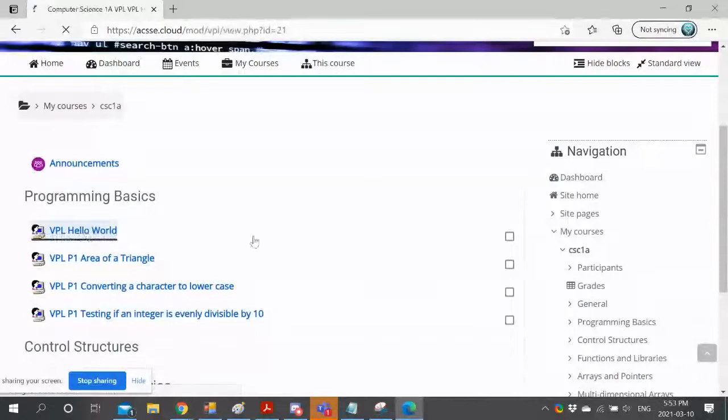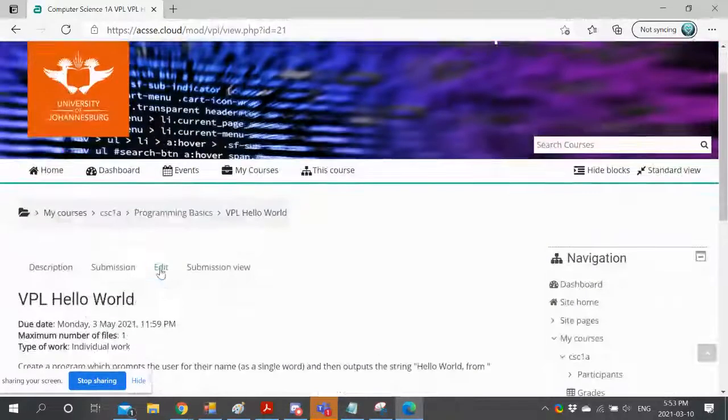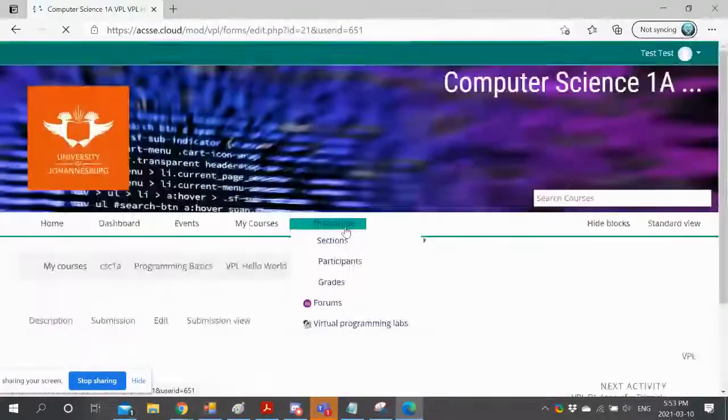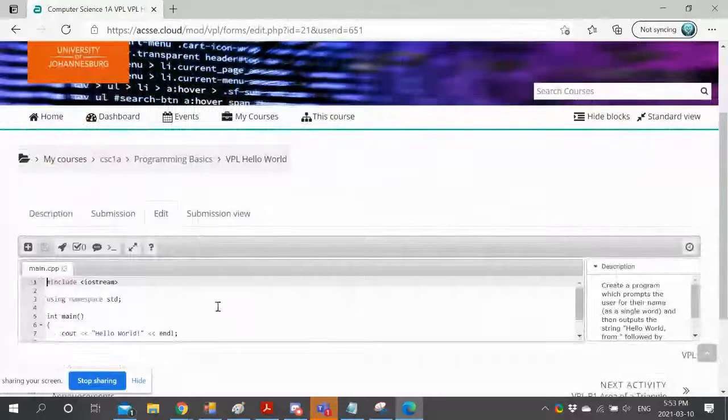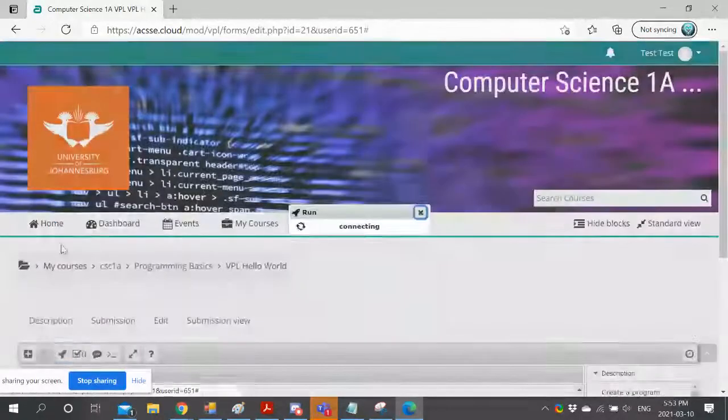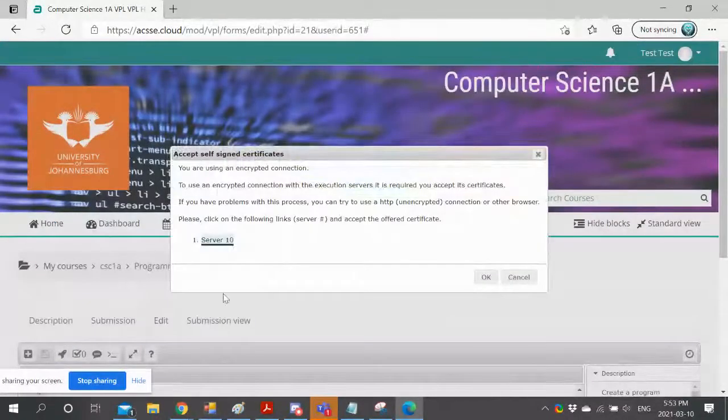Okay, so if I go back, and we see that the code is still there. If I run here, it should display a message about the security certificates for the part of the system that actually runs your code.